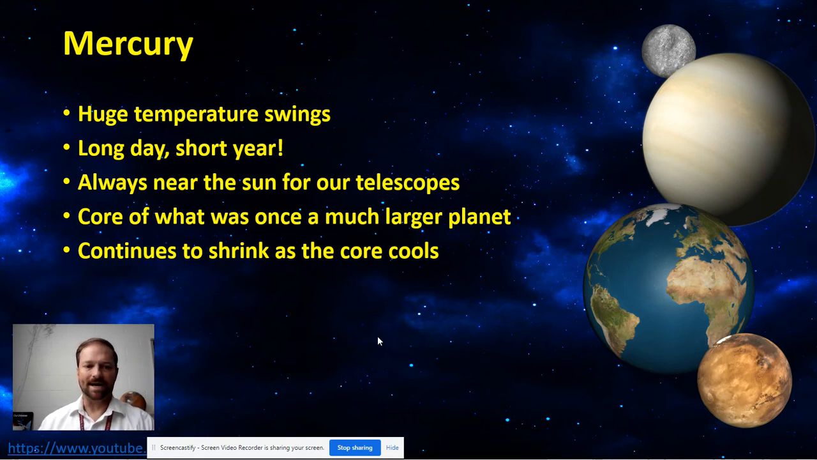Okay. All right, and that planet continues to shrink as its core continues to cool from its original formation. So it's gone through a lot of changes and has changed a lot over time.